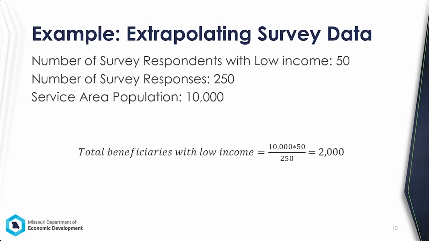For this example, let's assume that we're trying to determine the total number of low-income beneficiaries to report on Form 2. We tallied the surveys and note that 50 respondents reported low income. We received a total of 250 survey responses, and the total service area population for the project listed on the funding approval is 10,000. To determine the total beneficiaries, we multiply the total population of 10,000 by the 50 survey respondents with low income, and then divide by the 250 survey responses to produce 2,000 as the total beneficiaries with low income.